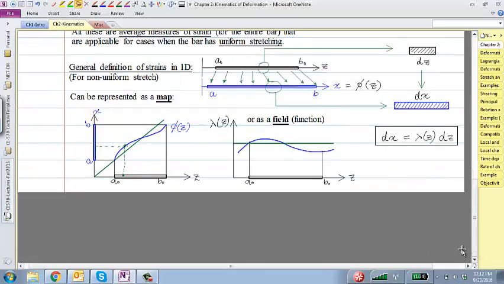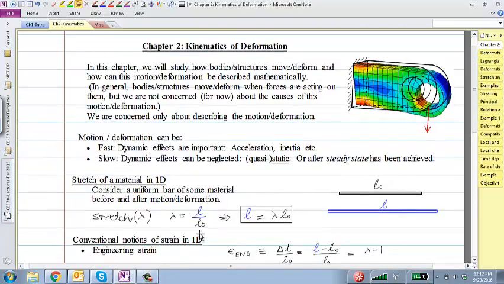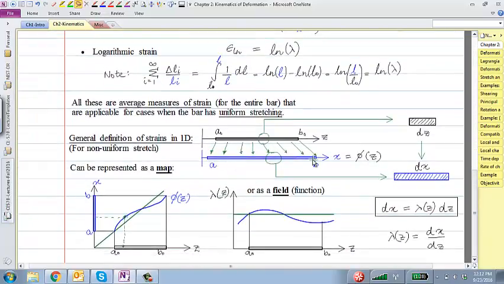And as I said, we are going to visualize lambda of z, the stretch, as a function of z, as a field variable. This is just going to be defined as dx over dz, which is consistent with our initial definition that stretch is equal to final length divided by original length. That's what we said all the way up here, right? Stretch is final length over original length. This was an average for the entire bar. But here we are talking about at each point we could have a different stretch. Okay.